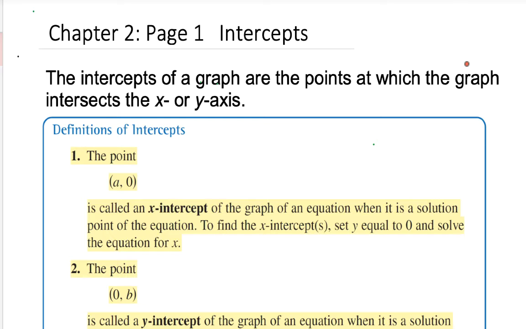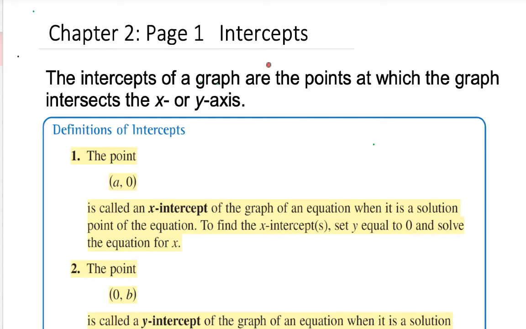Concepts will be intercepts of the graphs of equations. We're going to be looking at x and y intercepts. And then we will also talk about the solutions of the equations graphically and finding the points of intersections of two graphs. Let's start with intercepts.